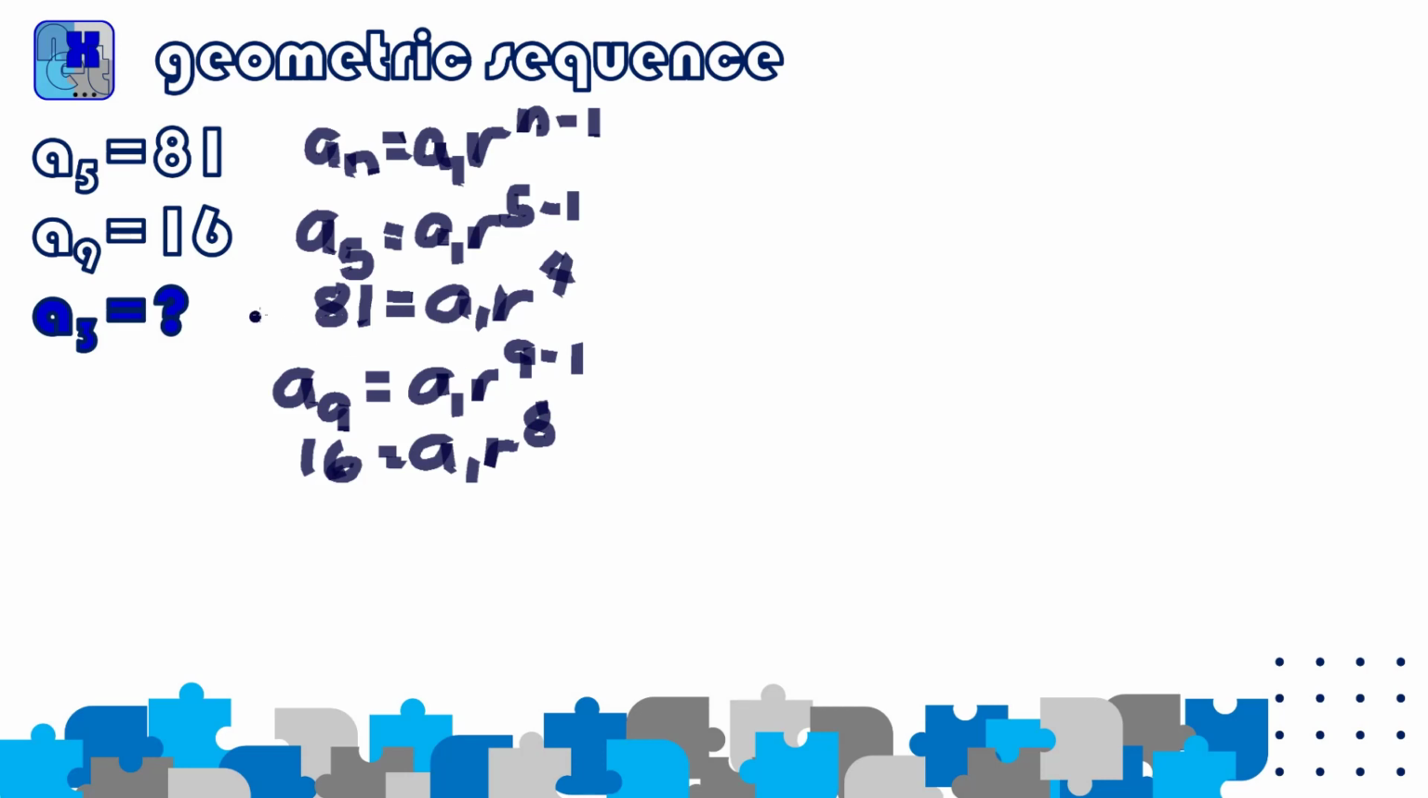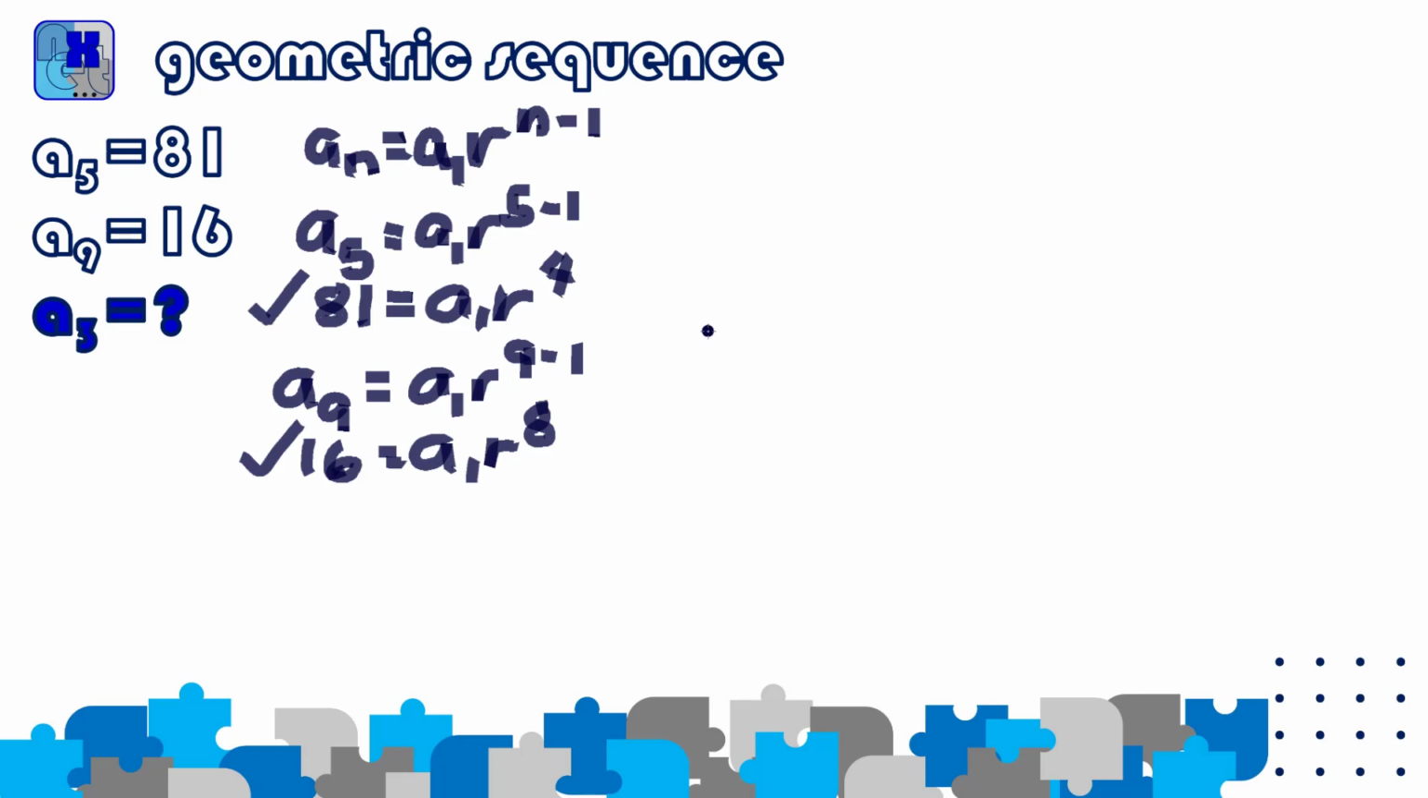So we have two equations now. This is for our fifth element and this is for our ninth element. What is the purpose of this? Notice here that in both equations we have a sub 1, or a first term, and r. We can simply pair them because when we talk about common ratio, we start with solving for the common ratio. Common ratio can be solved by taking the quotient of two successive terms of a geometric sequence.